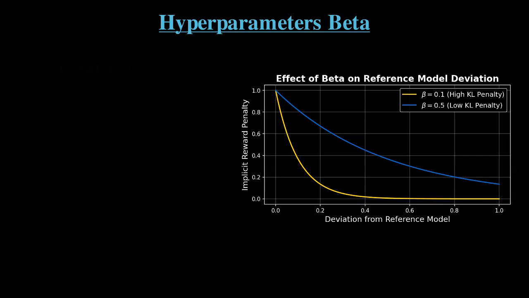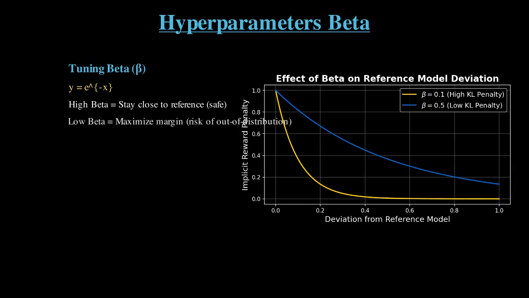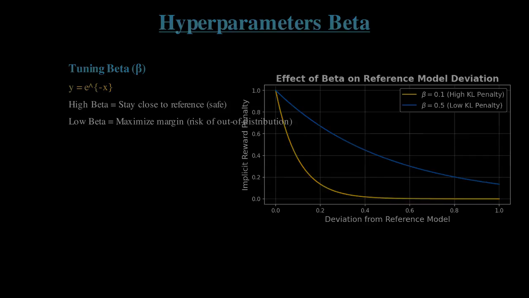The most critical hyperparameter in DPO is beta. Beta controls the strength of the KL divergence penalty. A higher beta means the policy model is heavily constrained to stay close to the reference model, resulting in smaller, safer updates. A lower beta gives the model more freedom to maximize the margin between winner and loser, but risks catastrophic forgetting and generating out-of-distribution text. In practice, beta is usually tuned between 0.1 and 0.5 depending on dataset variance.